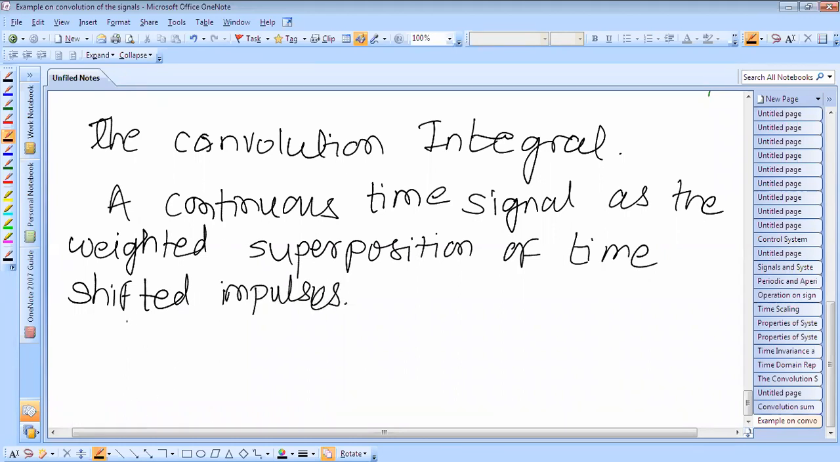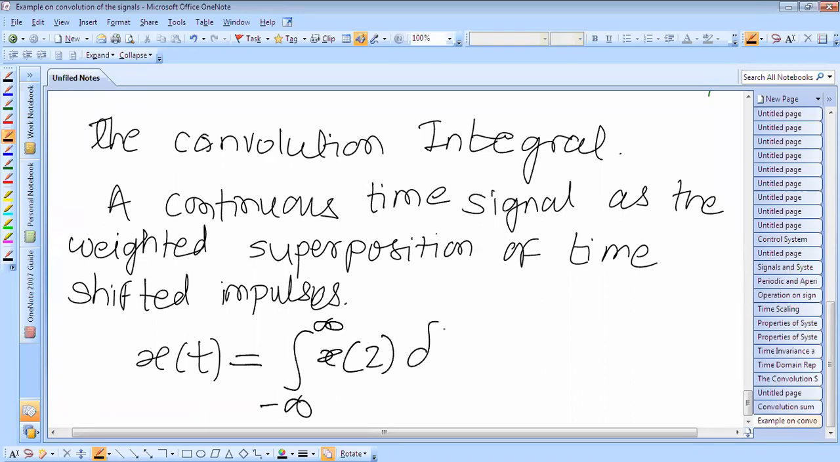Time shifted impulses. So this input x of t is equal to the integral from minus infinity to infinity of x of tau into delta of t minus tau into d tau. This is equation number 1.